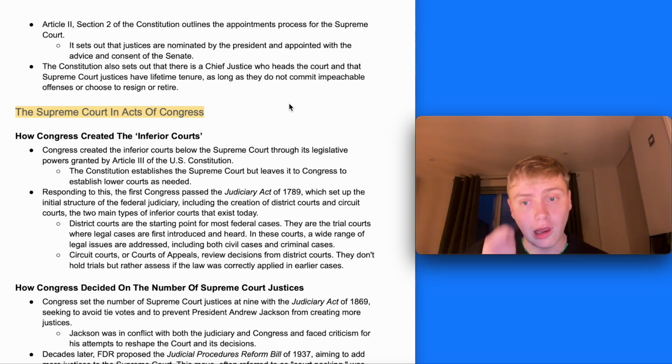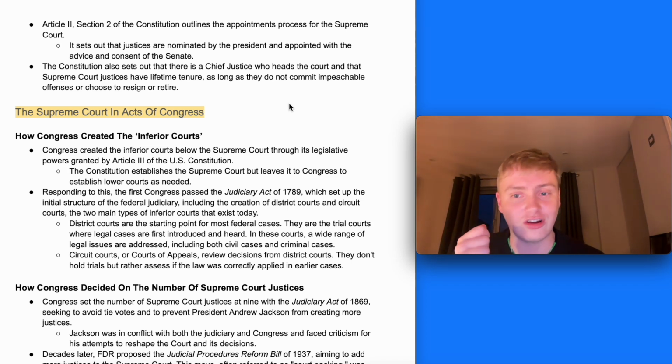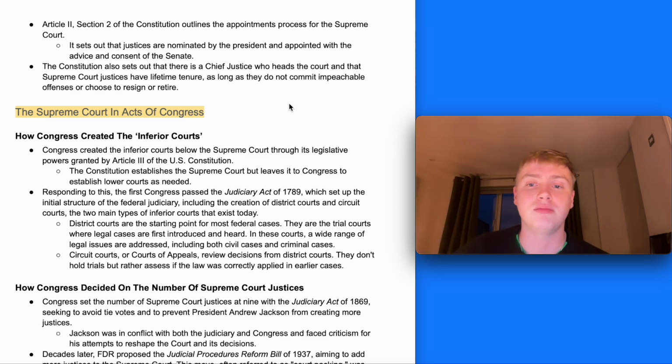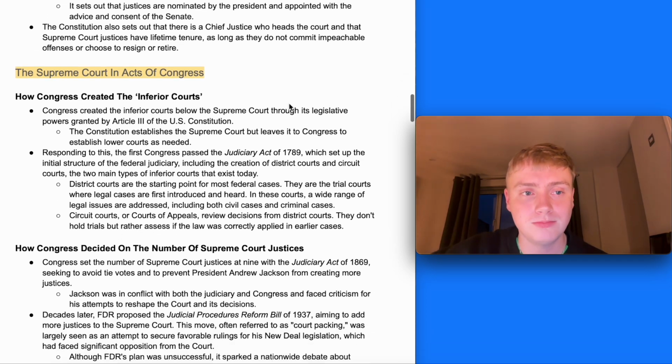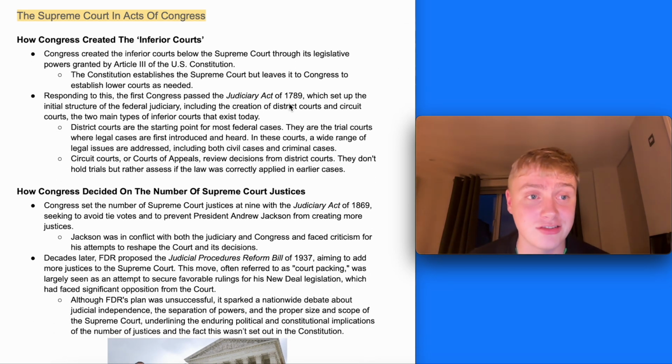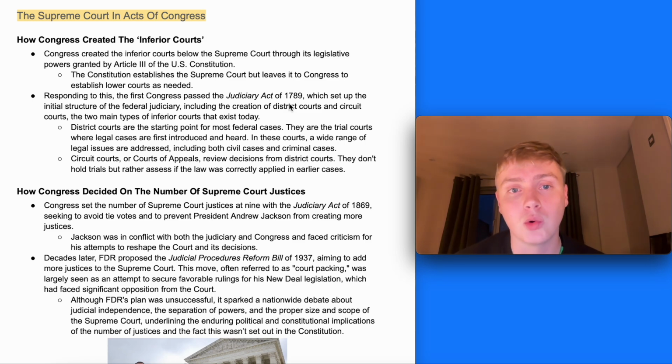And that kind of lifetime, the fact that the justices serve a lifetime, will come up a lot throughout the Supreme Court topic, and is really important to understanding their power. In terms of the role of the Supreme Court that's been set out in Acts of Congress, Congress created the inferior courts below the Supreme Court through its legislative powers granted to it by Article 3 of the Constitution.